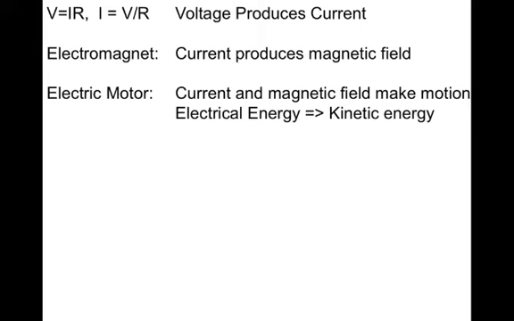If we go back a century or two, this is what people knew. That with voltage we could produce current. And we could use an electromagnet, and that current could produce a magnetic field. And we could take that magnetic field with some current, and we could make an electric motor. And that would give us kinetic energy.